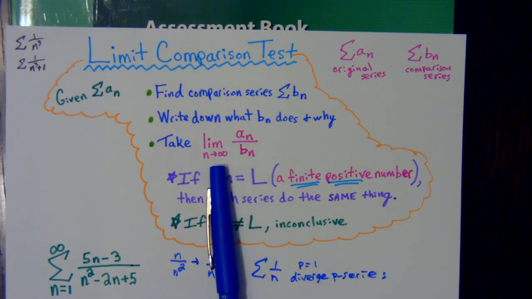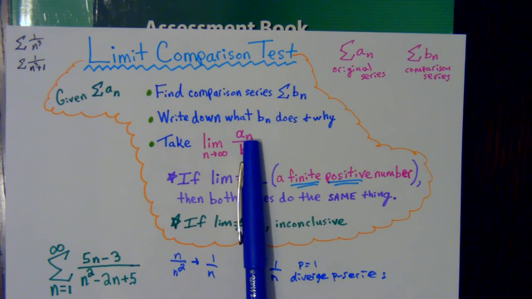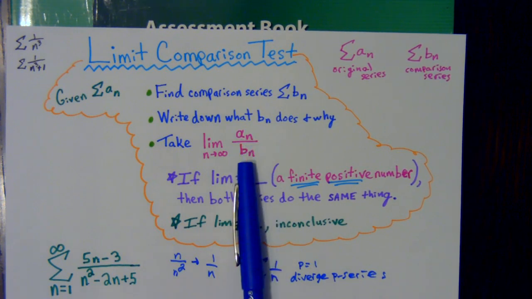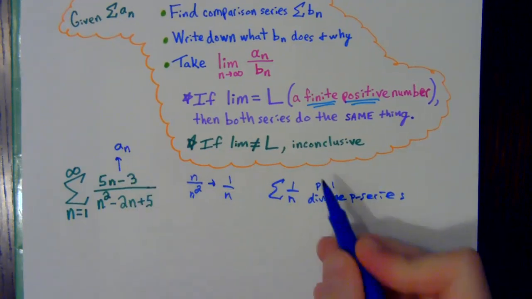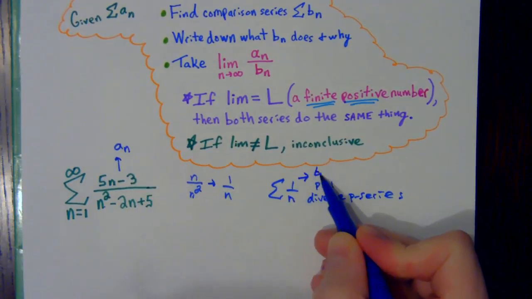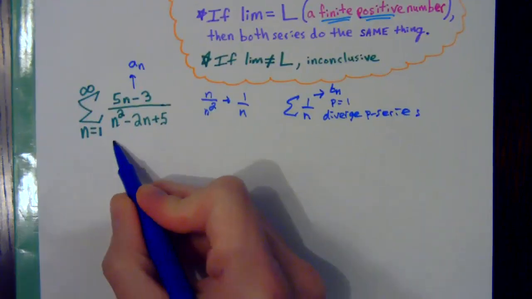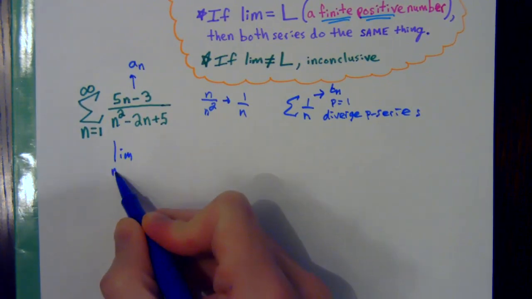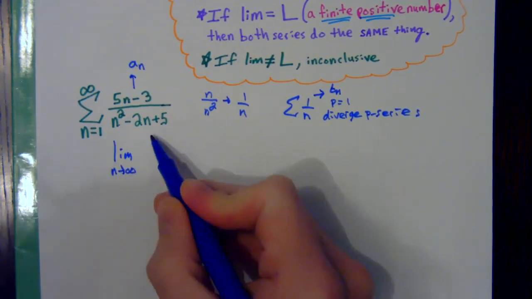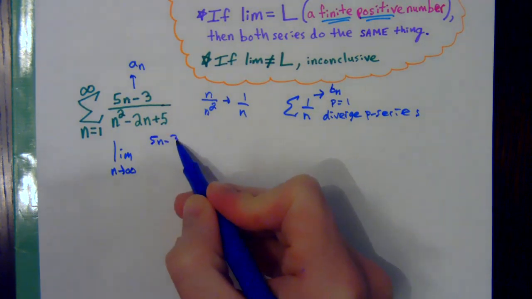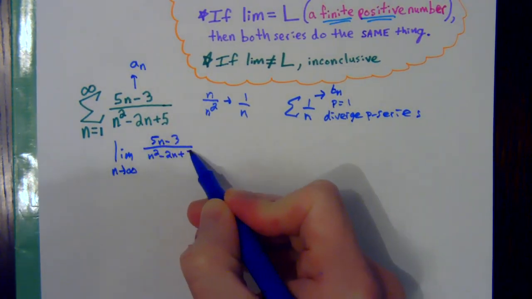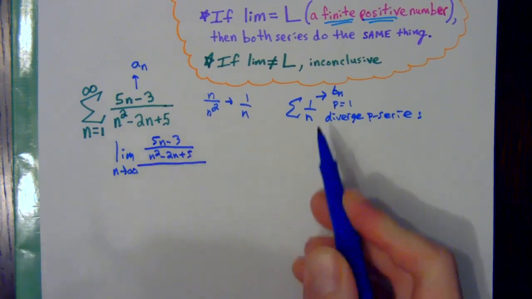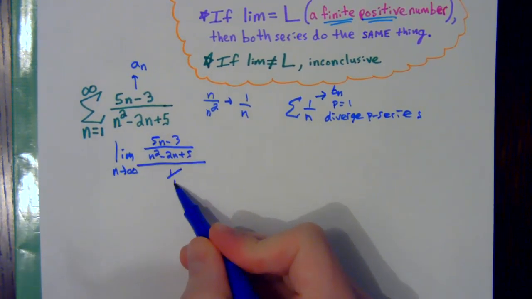We're going to take the limit as n approaches infinity of the original A sub n, the original series, over the comparison series. So again, the original series, that's my A sub n, and that comparison series, that's my B sub n. So let's go right to it. We're going to do a limit as n approaches infinity. I'm going to take the original series, there's my A sub n, and I'm going to divide that by the comparison series, the 1 over n.